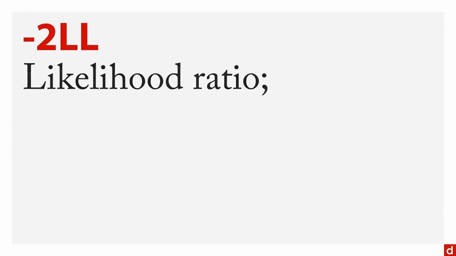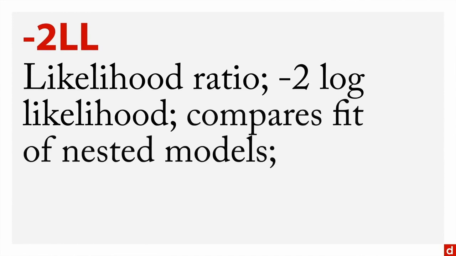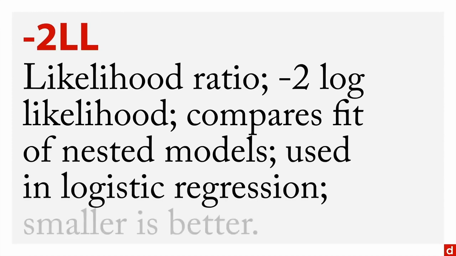The next is minus 2 log likelihood. That's the likelihood ratio, or as I just said it, the minus 2 log likelihood. And what this does is it compares the fit of nested models. We have a subset, then a larger set, then a larger set overall. This approach is used a lot in logistic regression when you have a binary outcome. And in general, smaller values are considered better fit.